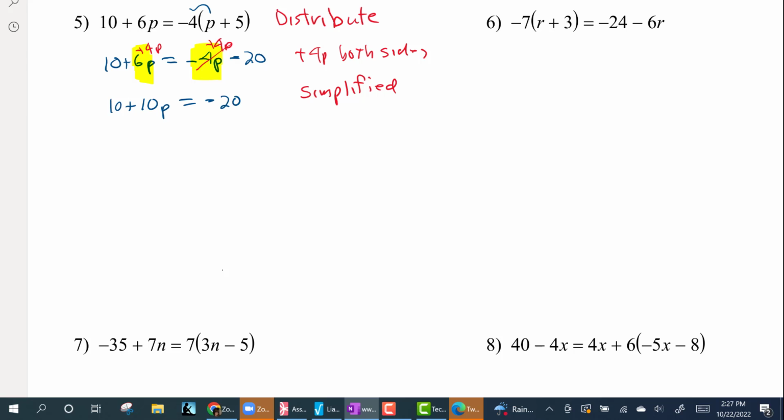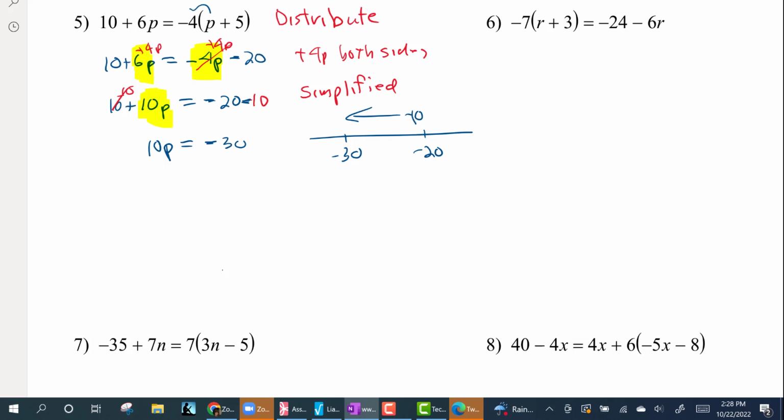And now we want to get the 10P by itself. So to cancel a number by itself, that's a +10. So we're going to subtract 10 on both sides. And so we have 10P. If you have -20 and you go 10 more in the negative direction, you're going to be at -30. Think about that on the number line. If this is -20, subtract 10 is that direction. You end up at -30.